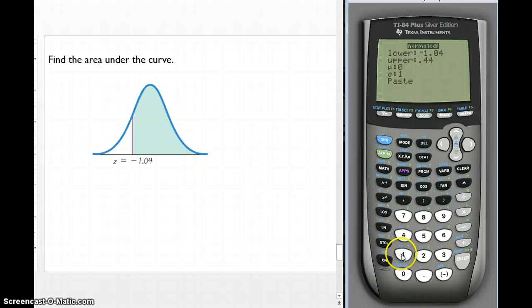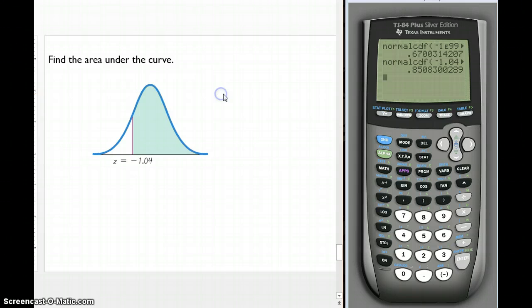So I can either do 1 E 99, or I can put a very large positive number. Either one will work. Now that I've got my lower bound and upper bound, let me click enter, paste it, enter, and that gives me an answer of 0.85. What is 0.85 again? That's the area under the curve, that shaded part right there.